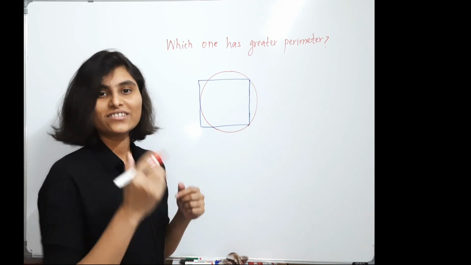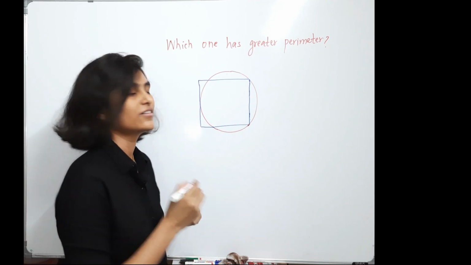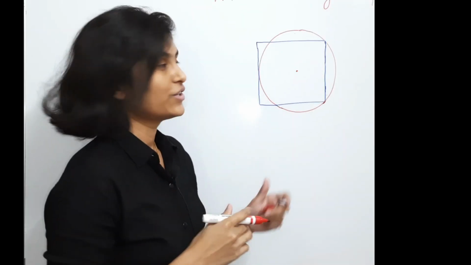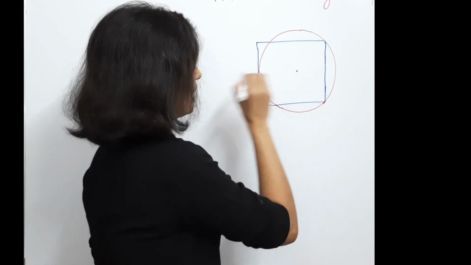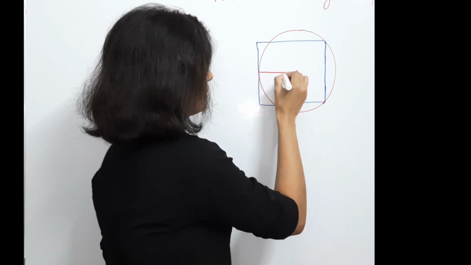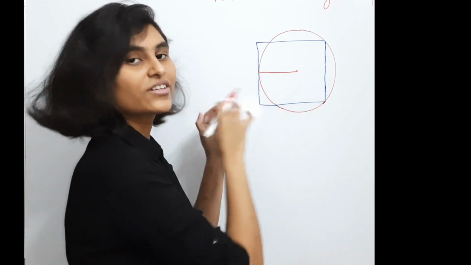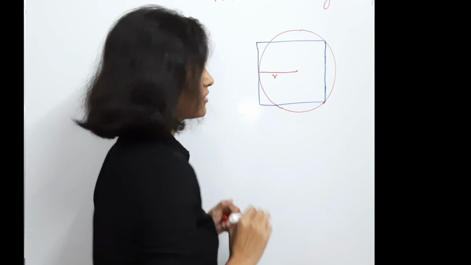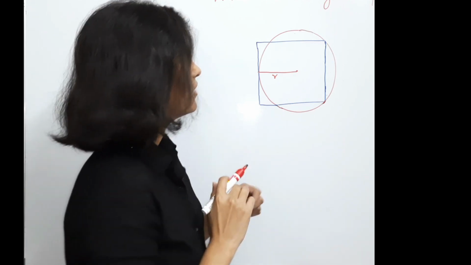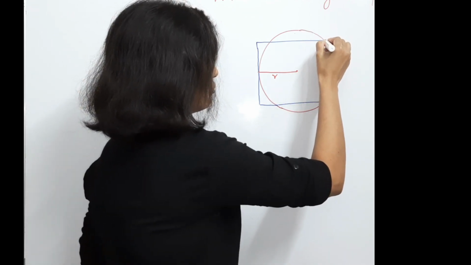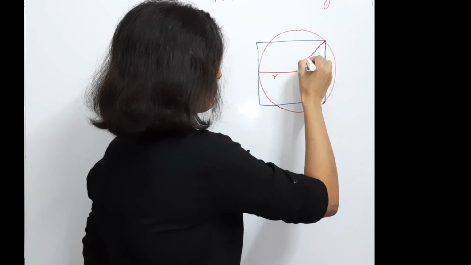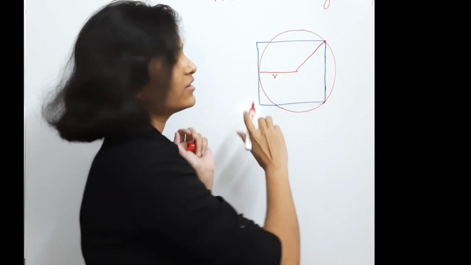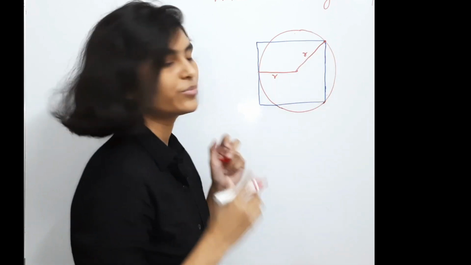For that, let's fix the center of the circle. So we have fixed the center. Now join this point and the center like this. So this is the radius of the circle, right? Let me denote it by r. Now the next thing is to join this point here also. Again, this is also a radius of the circle, right? So denote it by r.